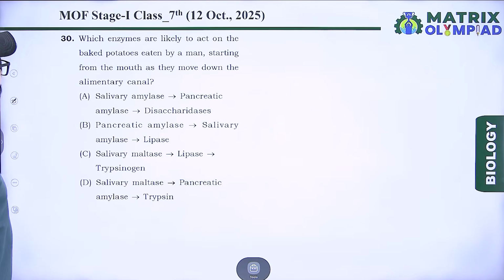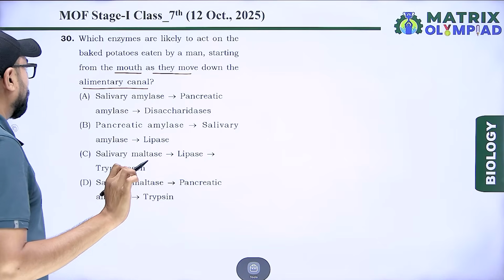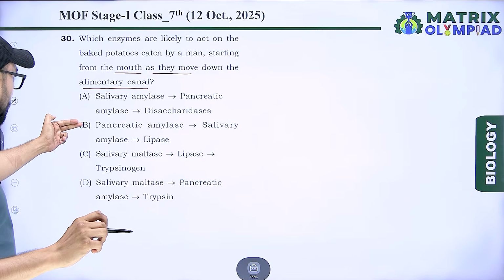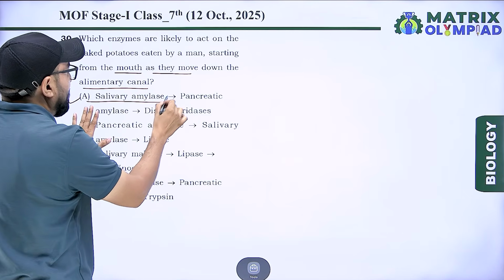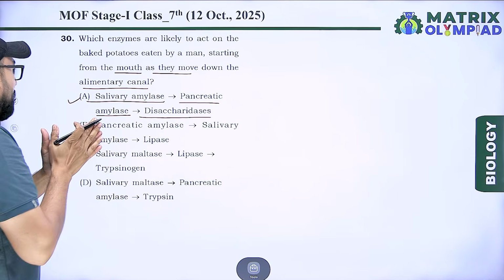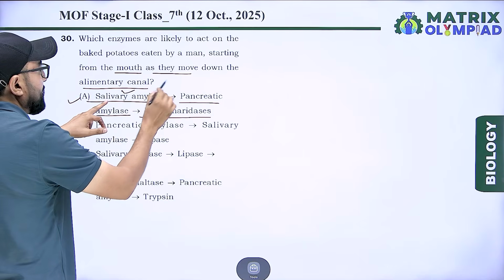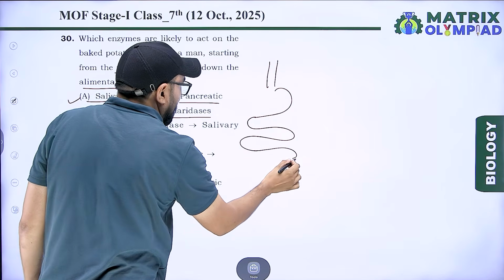Next question: which enzymes are likely to act on baked potatoes eaten by a man, starting from the mouth, as they move down the alimentary canal? Starting from the mouth, in the mouth there is salivary amylase, then pancreatic amylase, then disaccharidase. In the mouth, salivary amylase, then it goes down the alimentary canal to the stomach, to the small intestine, and then the large intestine.